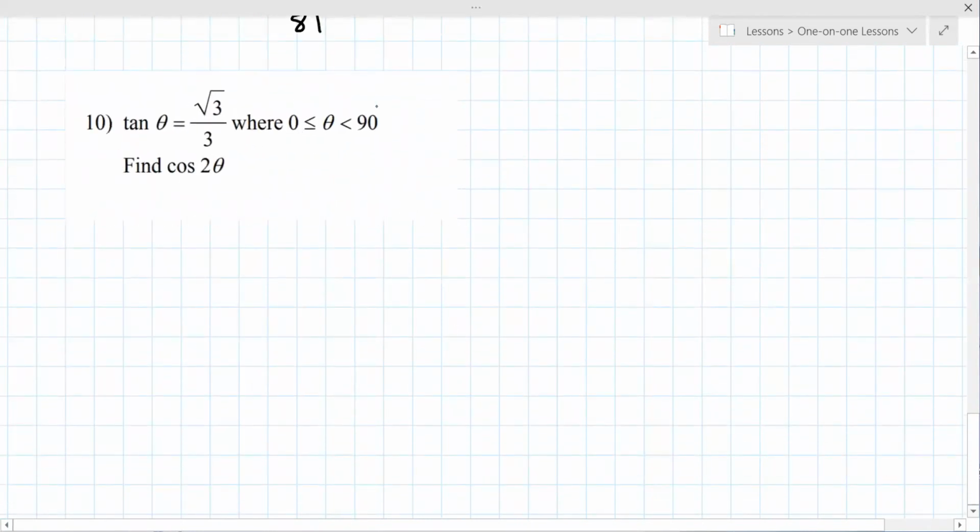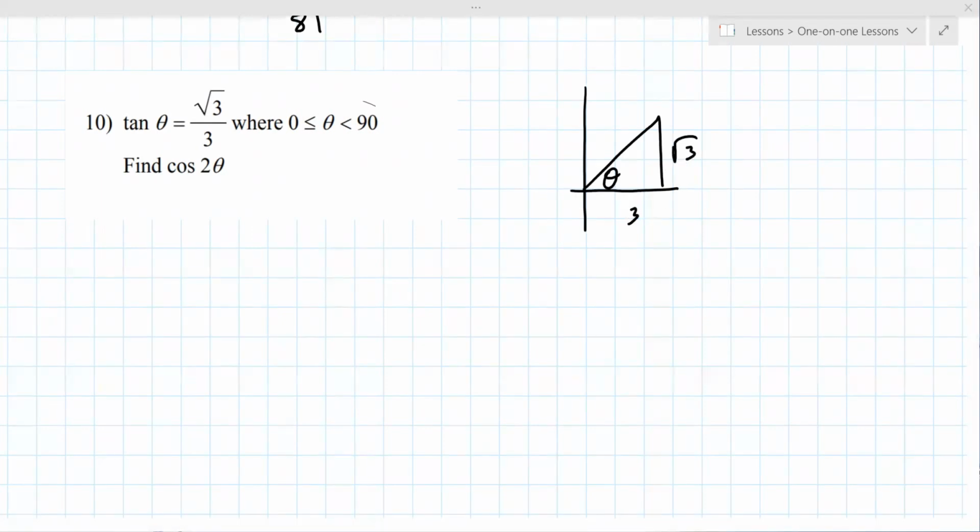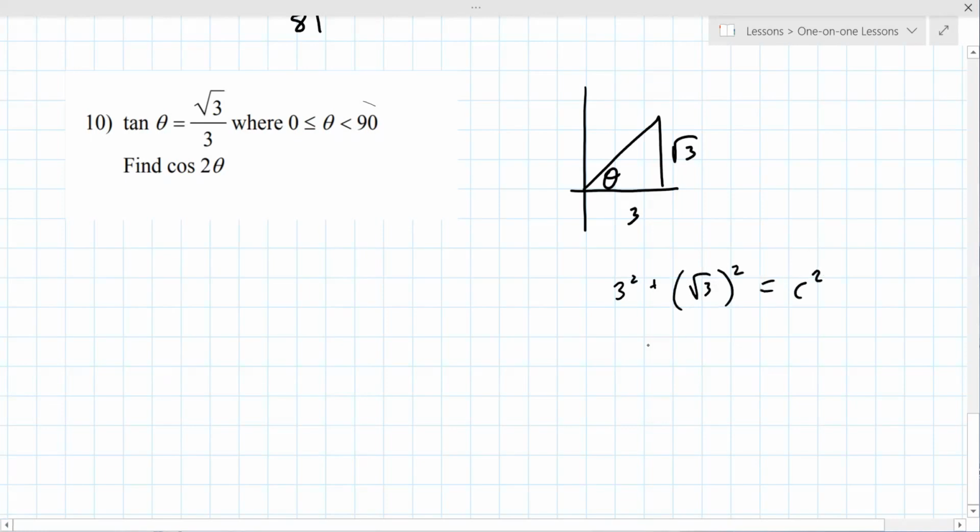All right, so you're in the first quadrant. That's what this tells me. And the triangle in the first quadrant looks like one that we're used to seeing. So the tangent of theta here is opposite over adjacent, so square root of 3 over 3. Can you find that hypotenuse for me? Can you tell me what that value is? Is it 12 squared? So it's 3 squared plus the square root of 3 squared equals c squared. 9 plus 3 equals 12.